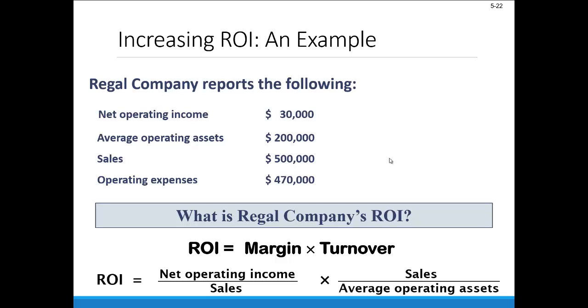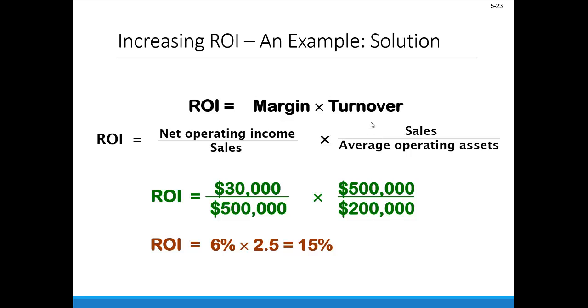So let's say Regal Company reports the following: net income of $30,000, average operating assets of $200,000, sales of $500,000, and operating expenses of $470,000. Let's find their ROI under that scenario, and then think about what might happen to it with some changes in some of those pieces. So let's do the margin times turnover version, if you will, rather than just calculating it as net income divided by assets.